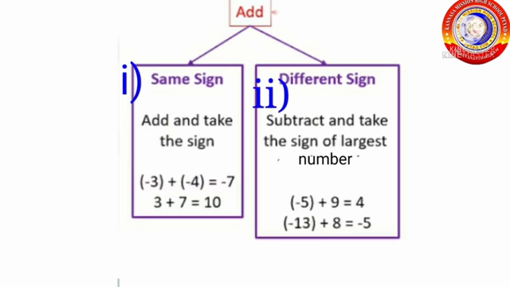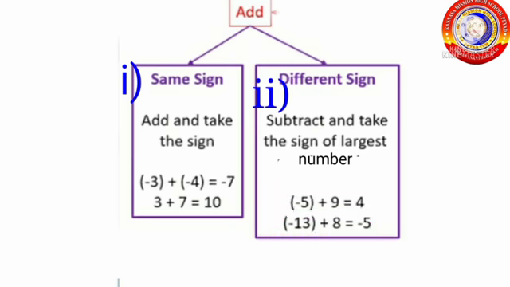Second rule, different sign. When we add two numbers of different sign, first we subtract the numbers and take the sign of the largest number. Example, minus 5 plus 9. The numbers are of different sign, so we subtract. 9 minus 5 is 4. Then put the sign of the largest number, so plus. So the answer is minus 5 plus 9 is equal to 4.